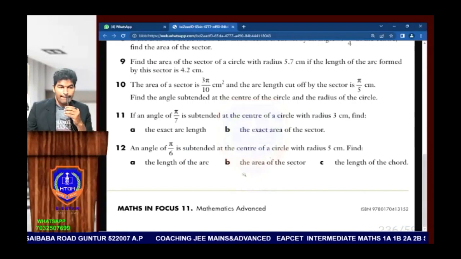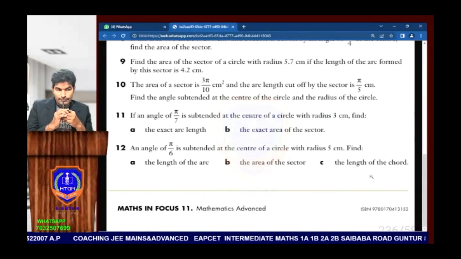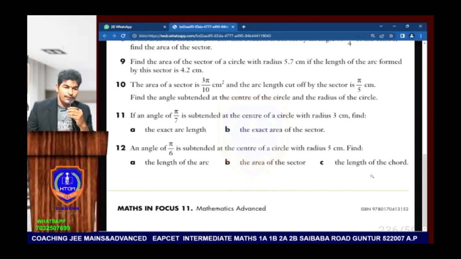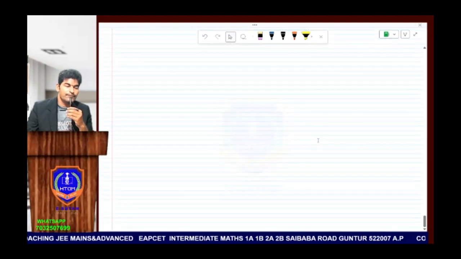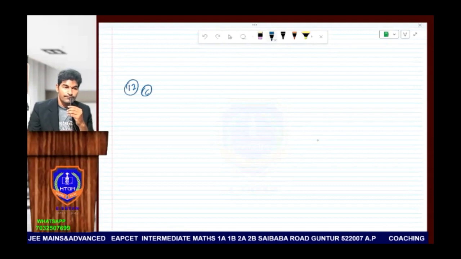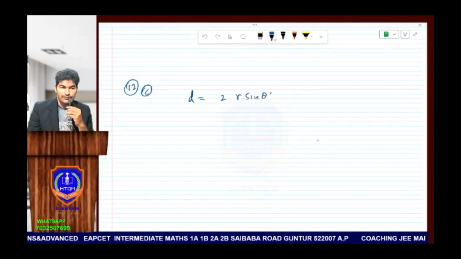12th question, C. Length of the chord. We have the formula, no? D equal to 2R sin theta by 2. The angle of pi by 6 is subtended at the center of the circle with radius 5. Okay, everything was given. 11th, 12th C, I didn't know the formula to find the chord. So length of the chord D equal to 2R sin theta by 2.